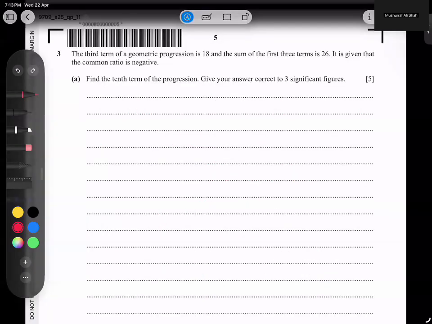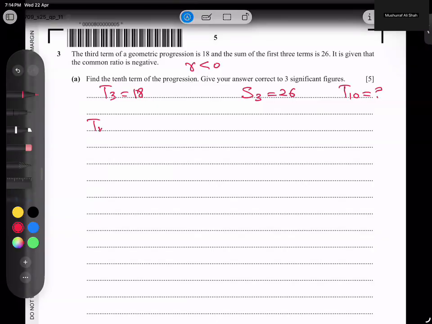Question number 3, students: the third term of a geometrical progression is 18. So the third term is equal to 18. The sum of the first 3 terms is 26, so S3 is equal to 26. Given that the common ratio is negative, so it means it is less than 0. Find the 10th term of the progression and give the answer in 3 significant figures. So we're looking for T10.